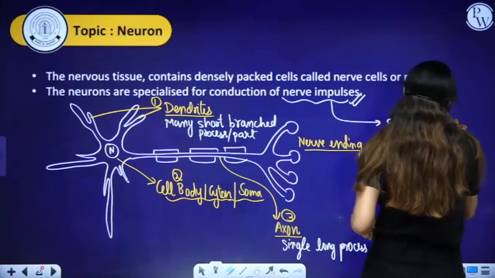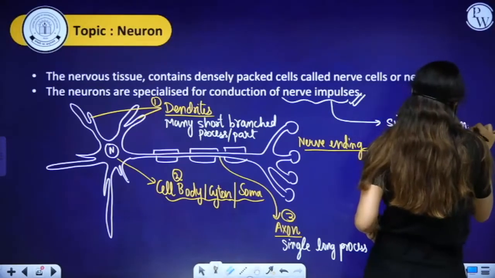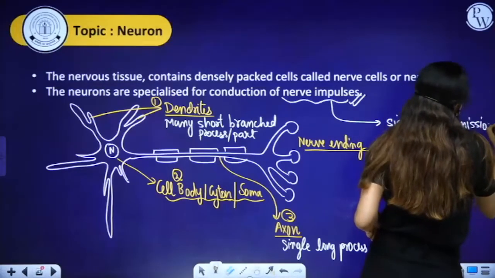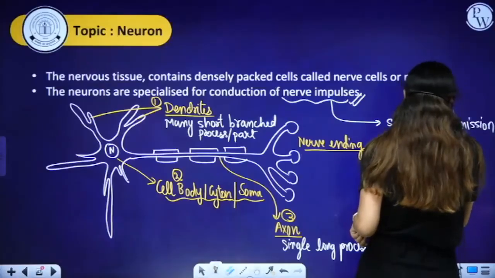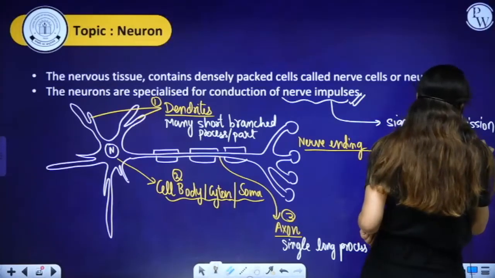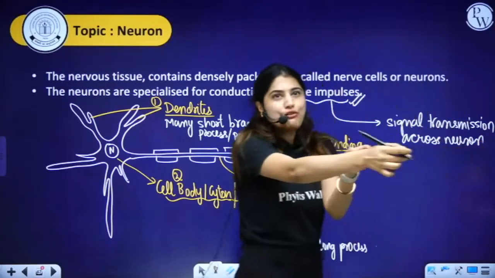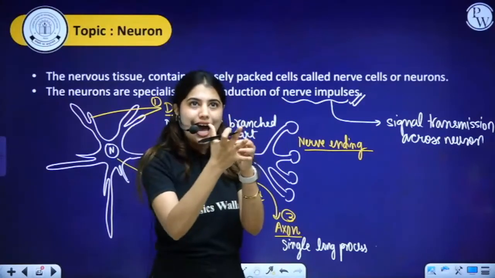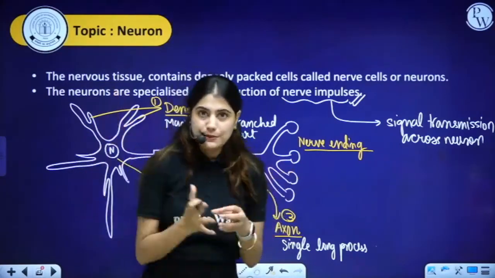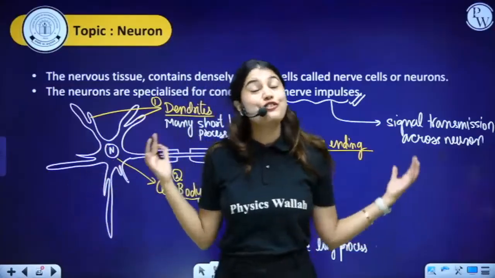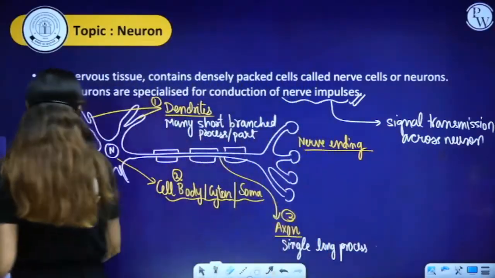Signal transmission across a neuron, right? How the information is traveling in the form of current from my hand to my nervous system, so that I can take the decision of removing my hand, right?